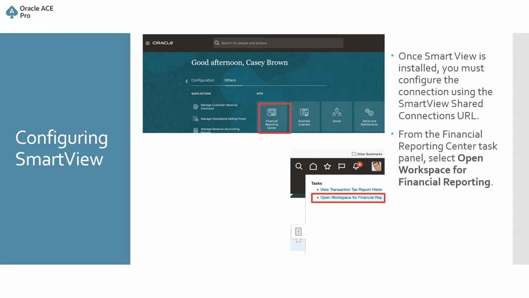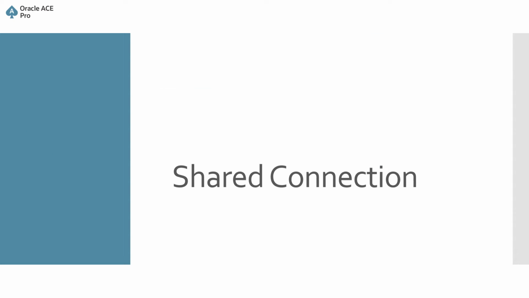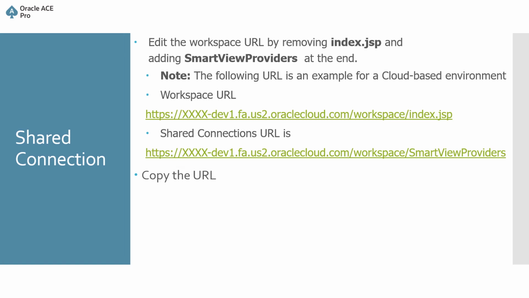So you're going to click on that, and then once you navigate to that page, you're going to click on the task pane, and you're going to click on Open Workspace for Financial Reporting. From there, you're going to get the proper connection. So there's really two kinds of connections that you can create or use when you're using SmartView. The first one is a shared connection. And this is perfectly fine if you are a consultant and you have multiple connections. It's also fine if you are an end user and you've got multiple cloud environments that you're connecting to, dev and test and prod.